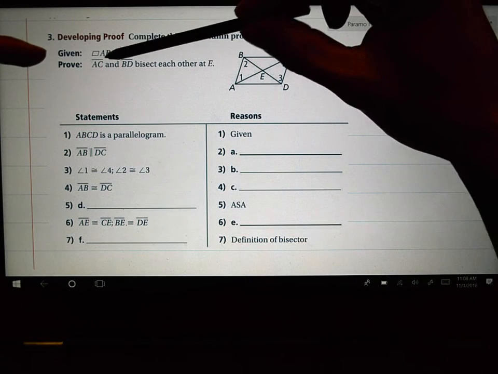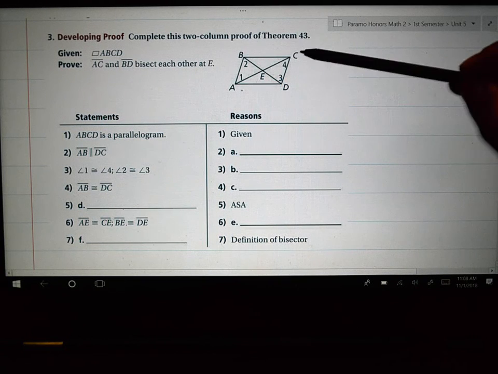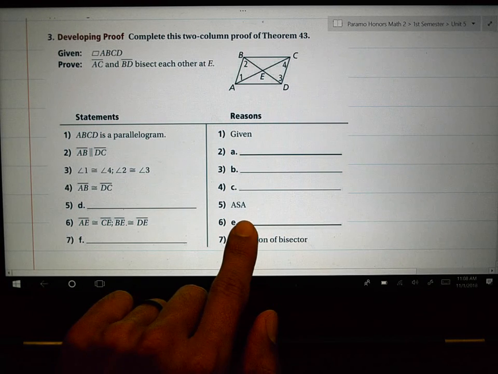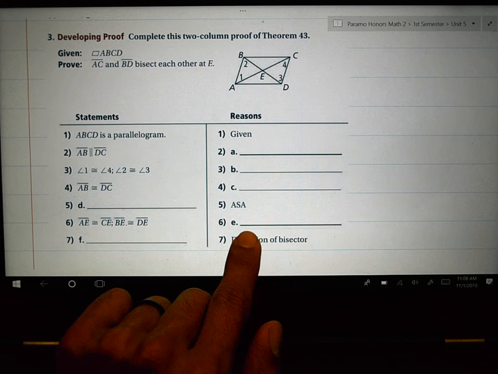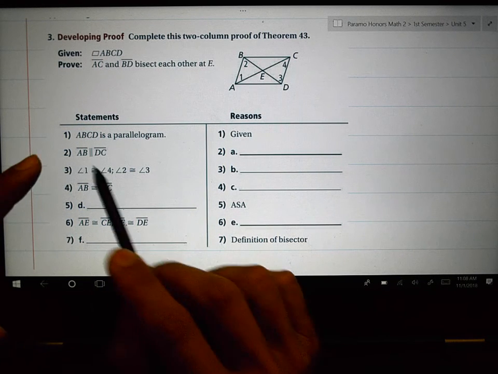First and foremost, what's given? This is a parallelogram. We need to prove that this diagonal bisects that diagonal. How are we going to do it? It's going to have something to do with something we did in chapter 3 with angle side angle. Okay, so let's go in and go through it.